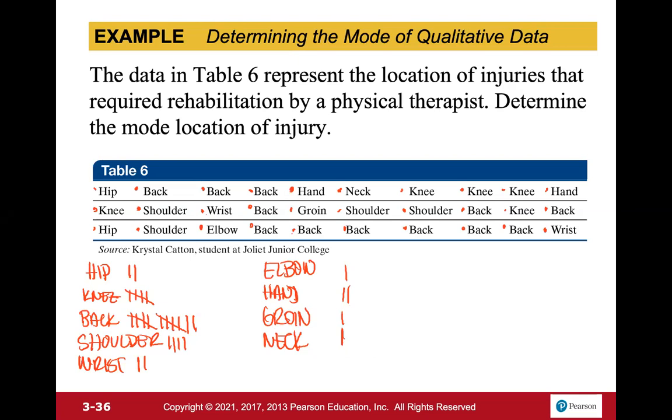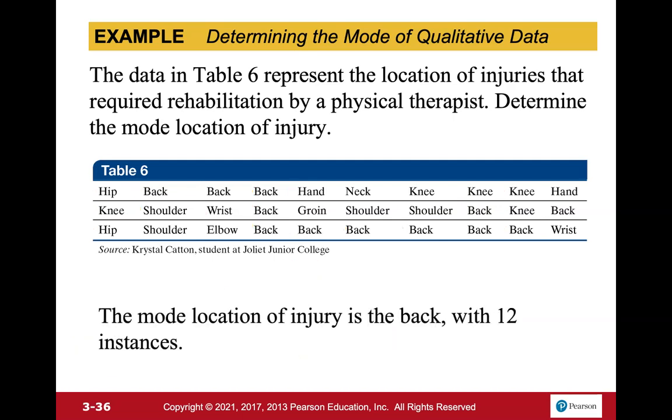All right, so looking at these, the counts are 2 here, 5 there, 12 here, 4, 2, 1, 2, 1, and 1. The one that occurs the most is going to be back with 12. Even though there are multiple of the other ones, back has the most, and therefore it's the mode. So the mode location of injury is back, with 12 instances.